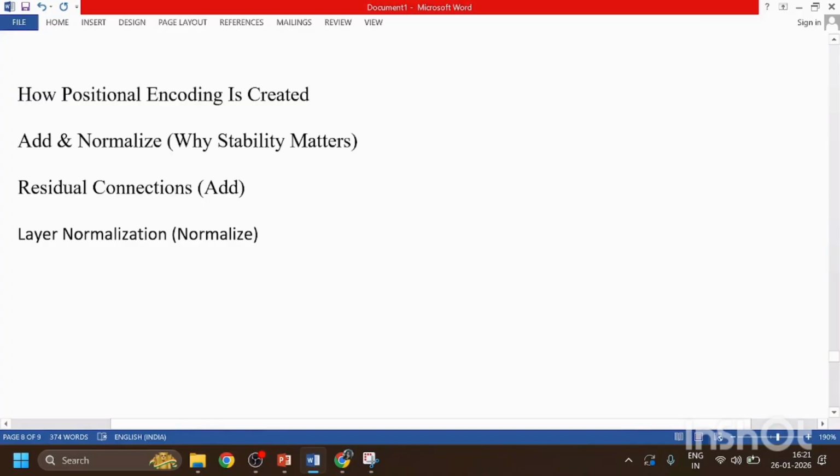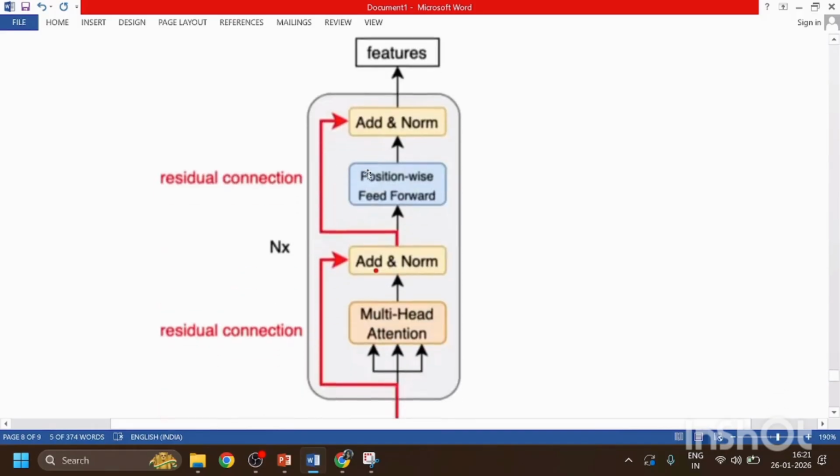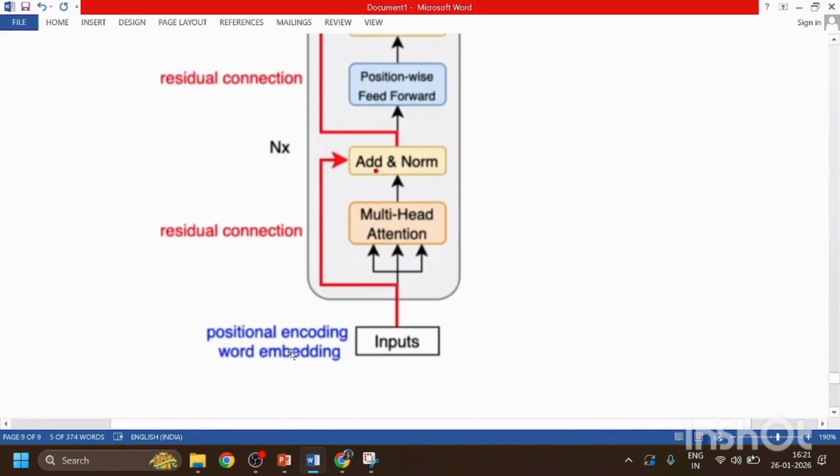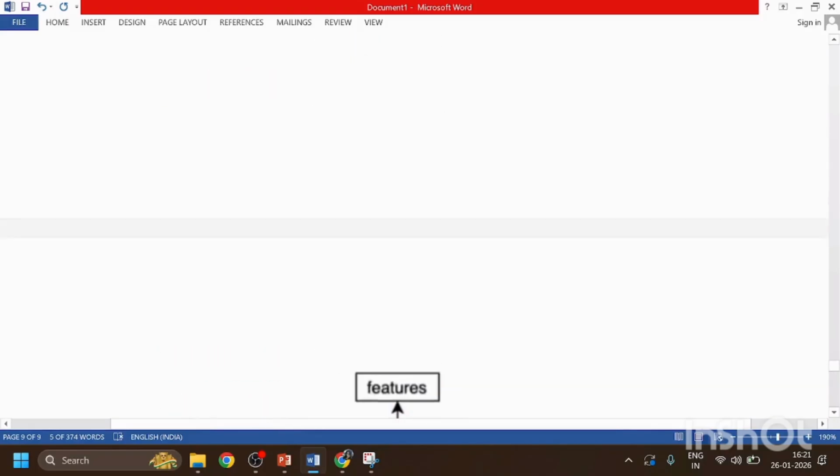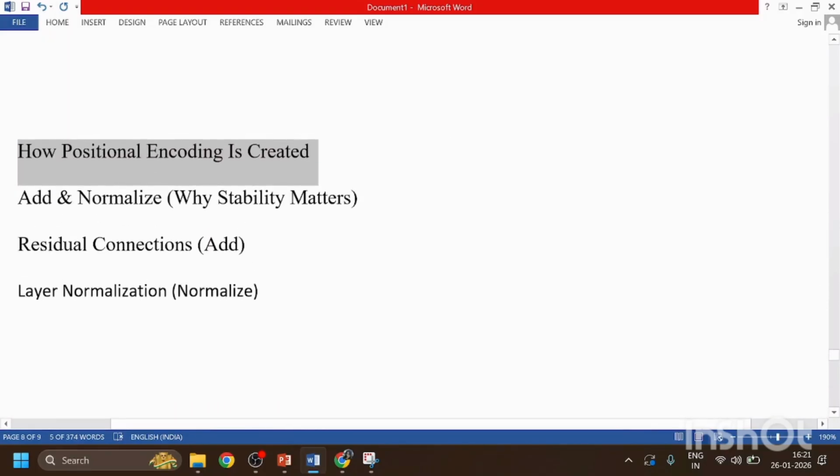Now we are going to move on to how positional encoding is created. Positional encodings are created using sine and cosine functions. This creates a smooth and unique pattern for different positions.